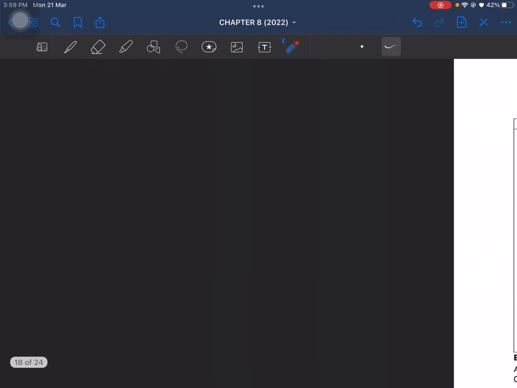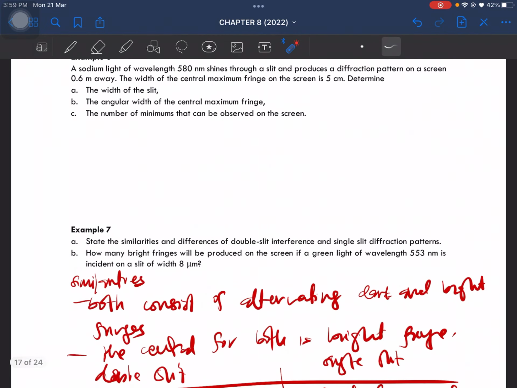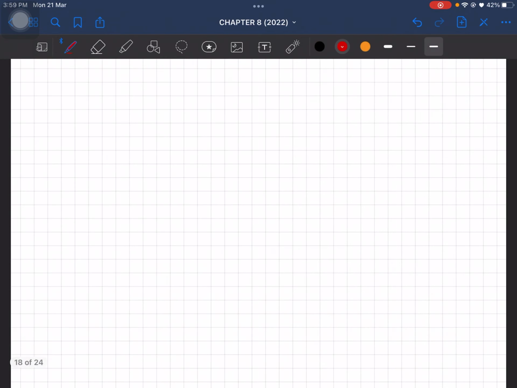And let's solve question B, which is asking how many bright fringes will be produced on a screen if a green light of wavelength 553 nanometer is incident on a slit of width 8 micrometers. So a is 8 micrometer, and then we have the wavelength 553 nanometer, and we have to calculate the number of bright fringes.